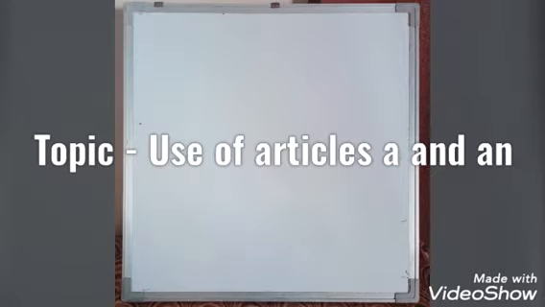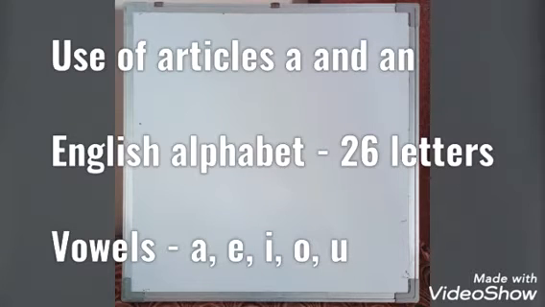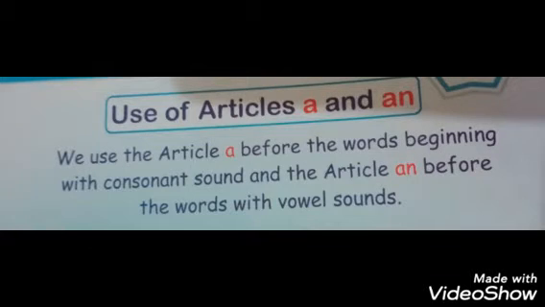See, in the English alphabet, how many letters are there? Yes, 26 letters. And we all know which are the vowels. A, E, I, O, U. We learned all the vowel sound letters. Vowels are A, E, I, O, U, all say with me. And the remaining letters are consonant letters. But how will we use the articles a and an?